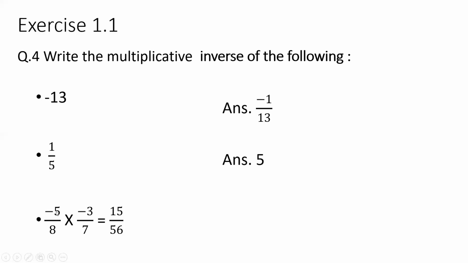And here in the third one, it is given minus 5 upon 8 into minus 3 upon 7. So first we'll take the multiplication of both rational numbers. We'll be getting minus 5 into minus 3 will be 15, and in the denominator 8 into 7 will be 56. So we have to write the multiplicative inverse of 15 upon 56, which is 56 upon 15.